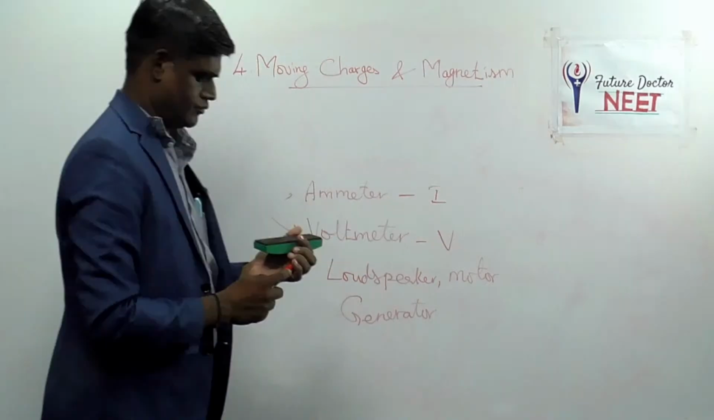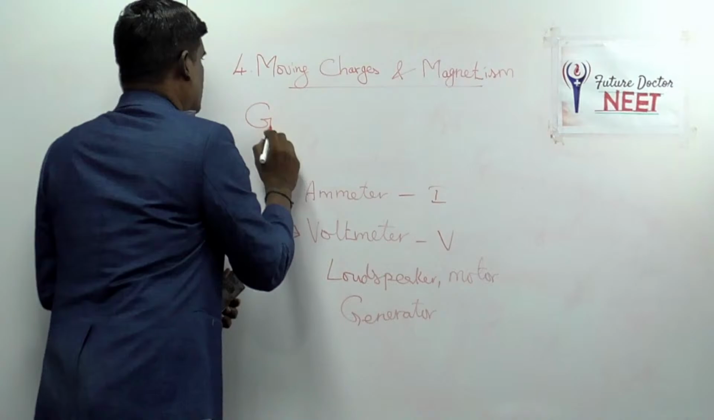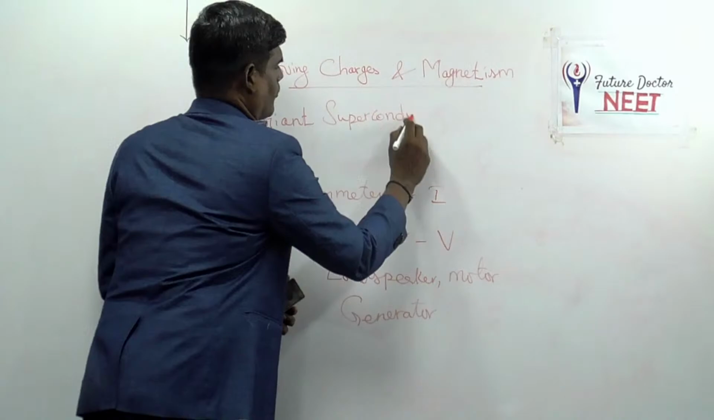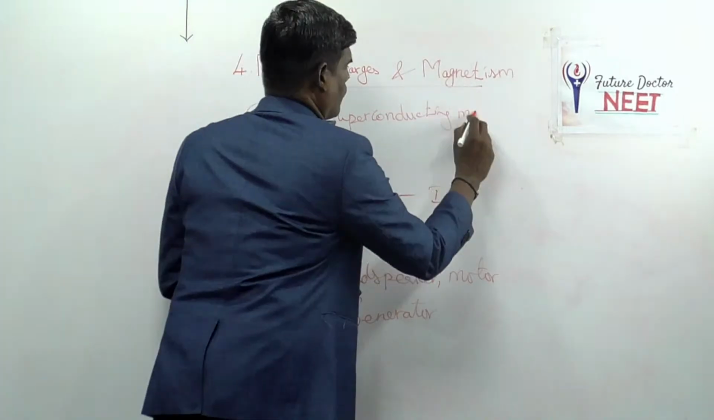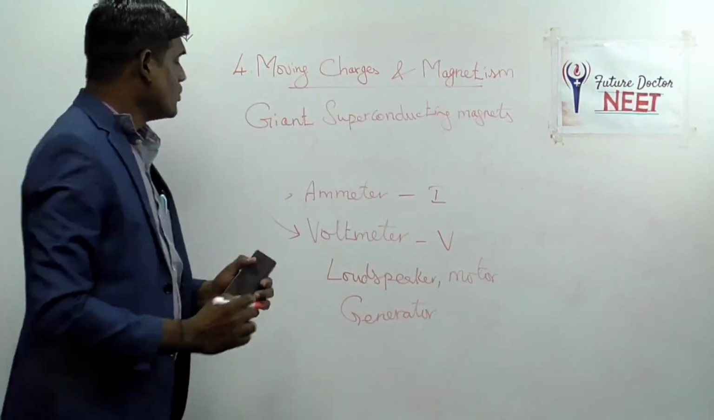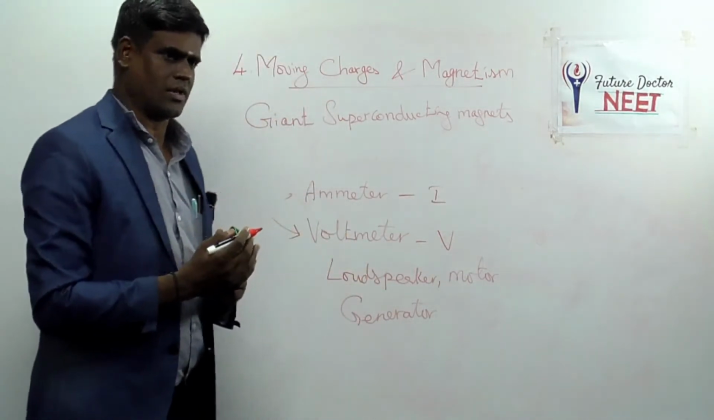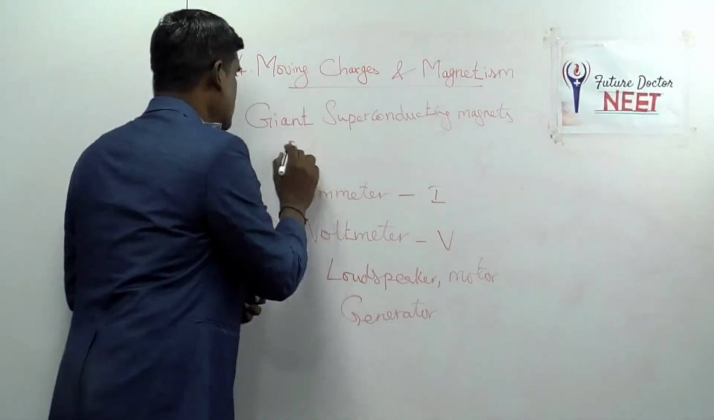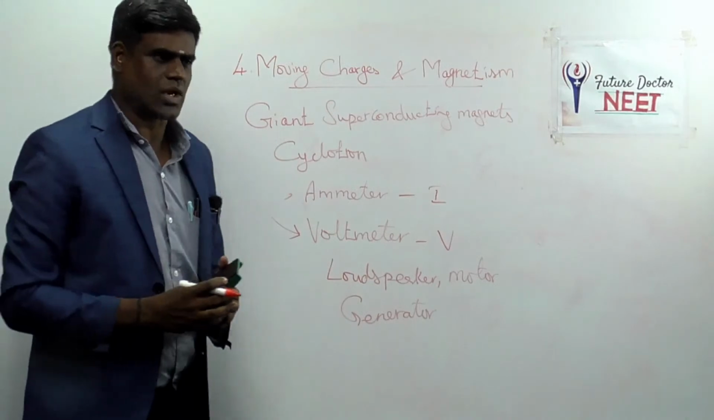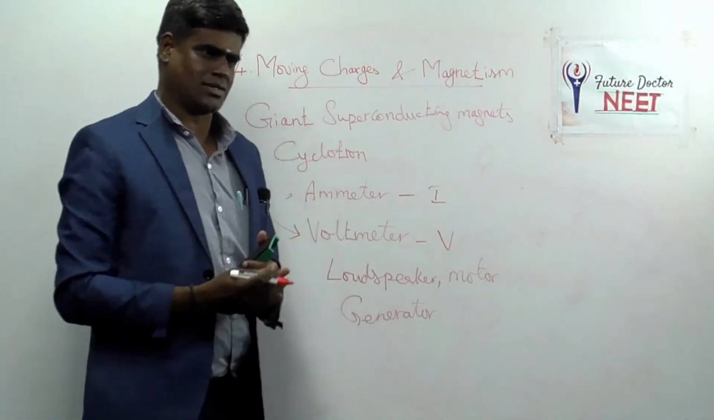Giant superconducting magnets are used to accelerate charged particles. That will be used in the cyclotron. In nuclear physics you will study the cyclotron. What is a cyclotron? It is one of the particle accelerators.